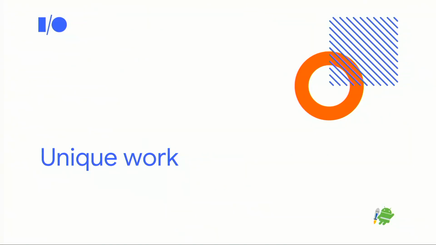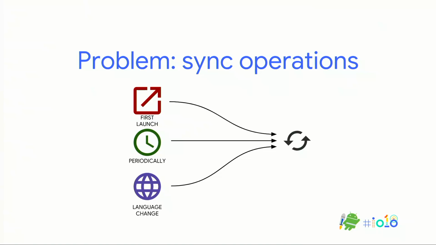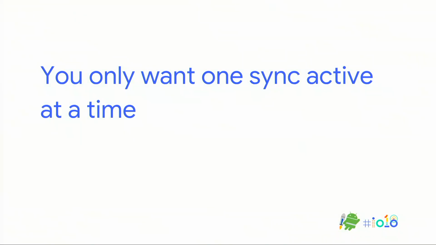One more thing I wanted to talk about is unique work. So unique work solves a few different problems. But one of the common ones that almost every app has is syncing. You want to sync when you first launch the app. You want to sync maybe every 12 to 24 hours to get the freshest data. And you may also want to sync when your language changes. Maybe you have a version of your data in a different language. So you want to sync at that point too. So you're doing all this syncing, but you really only want one sync active at a time. You don't want 4 sync operations running. Which one's the right one? Which one wins? You don't know. You just want one. Unique work can solve this.